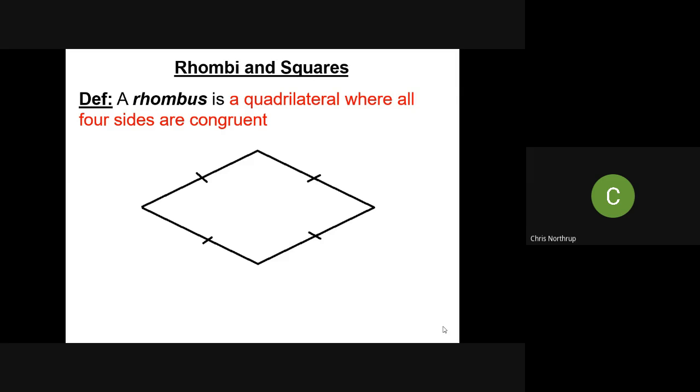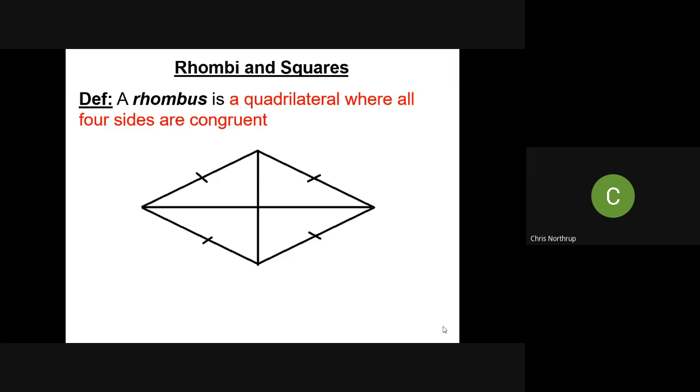Some people think of it as like a diamond. So if you have all four sides congruent, that actually passes one of our tests for parallelograms. That means that every rhombus is also a parallelogram. So all of the properties of parallelograms we saw before, like opposite sides parallel, opposite angles congruent, etc., those are all true for a rhombus as well.